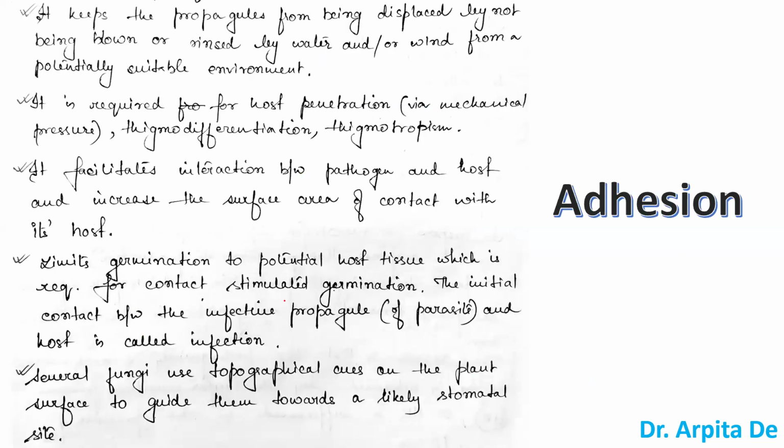So we'll first talk about adhesion. The pathogen needs to adhere to the surface of the host, isn't it? Until and unless they adhere, how will they enter? So we'll talk about the adhesion process first. This is a part of pre-entry itself. Adhesion means to remain adhered to the host tissue.